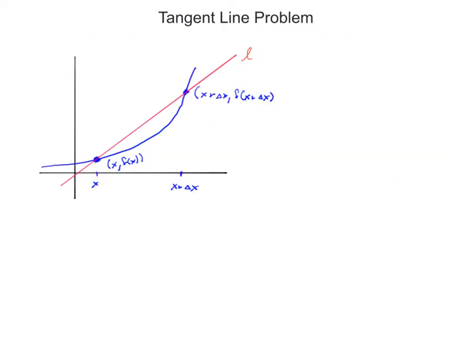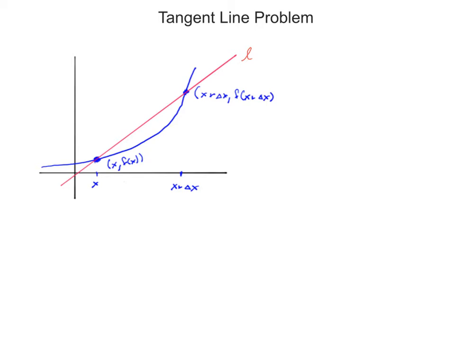Now we're going to take a look at the tangent line problem. This is the first of the two problems that we're going to look at. In the tangent line problem, the idea is that we want to find the slope of the tangent line to a curve. That slope of the tangent line is also called the instantaneous rate of change.